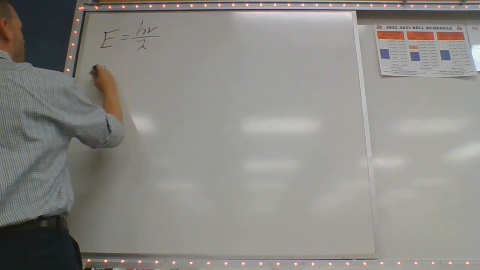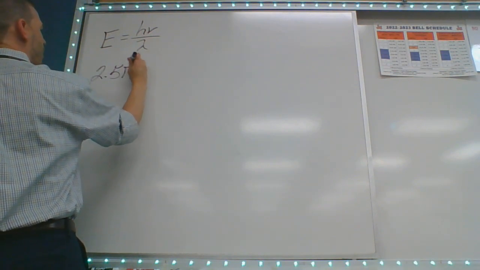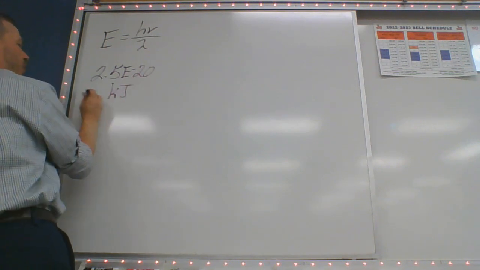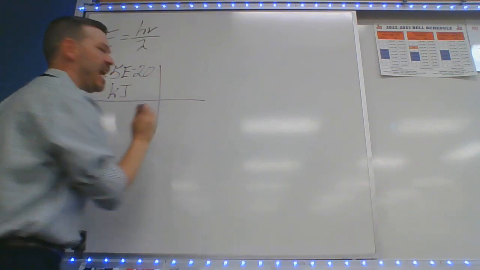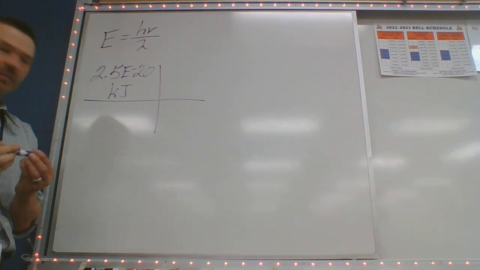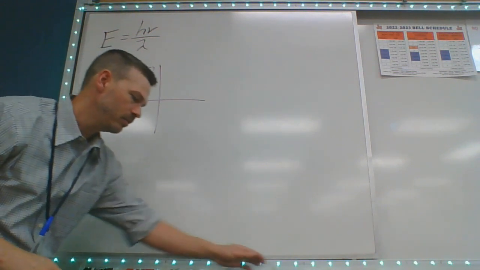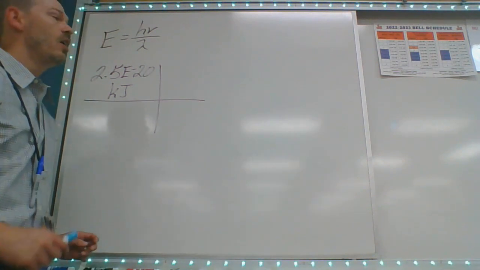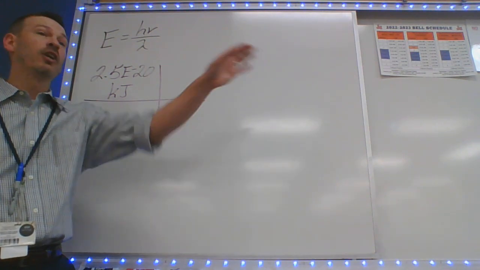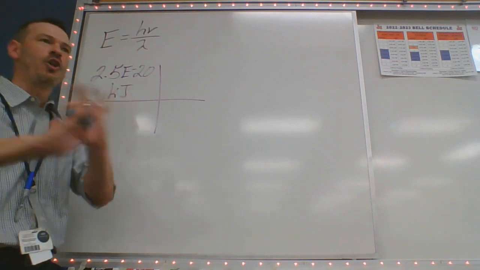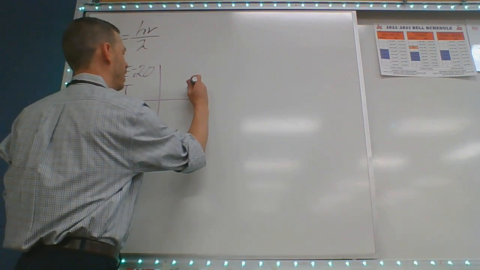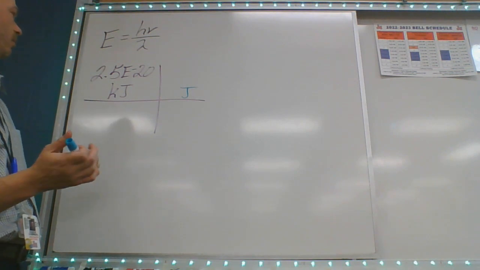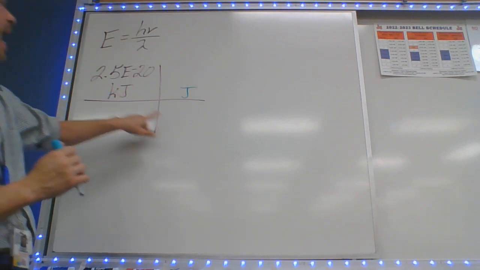Here we go. 2.5 E negative 20 kilojoules is what's given in the problem. Our screen in green says that kilojoules is no good. Only joules can go into it. All right, drag the diagonal.